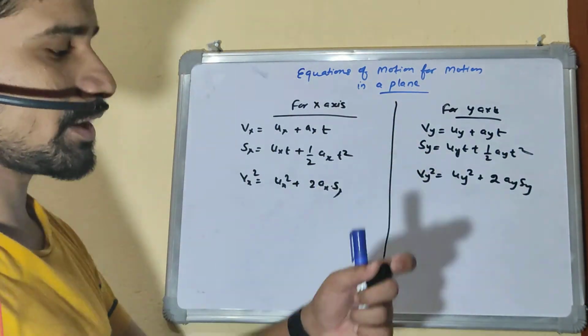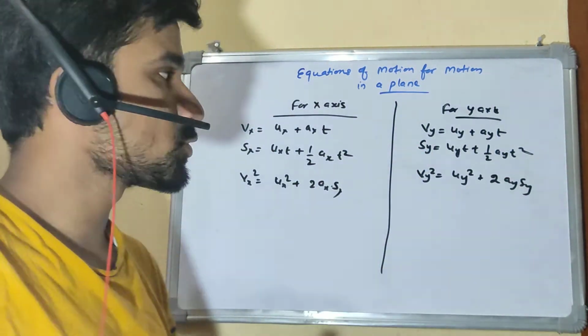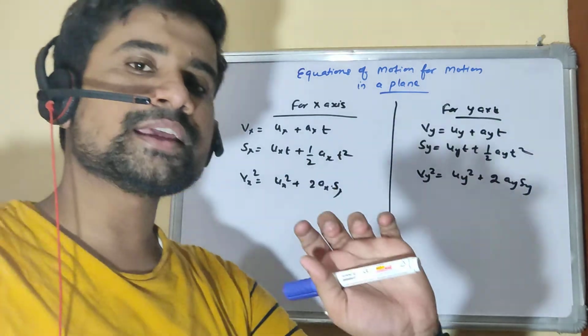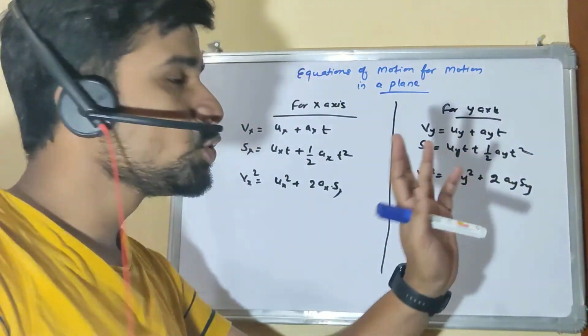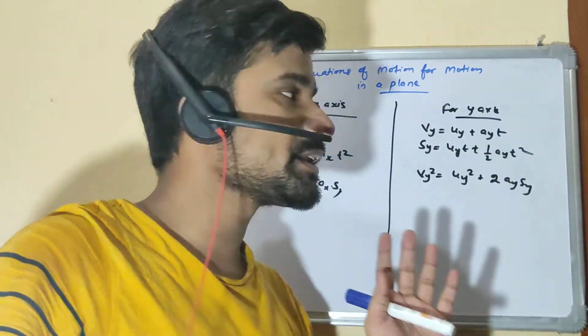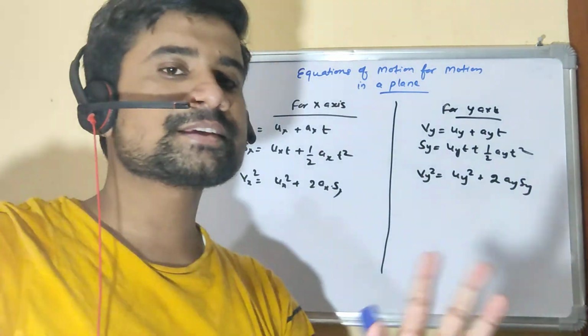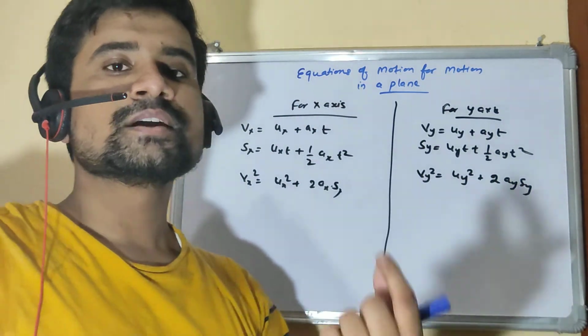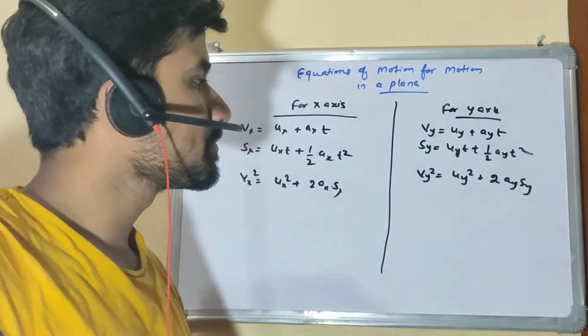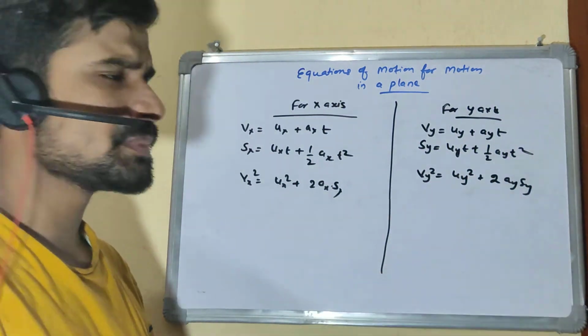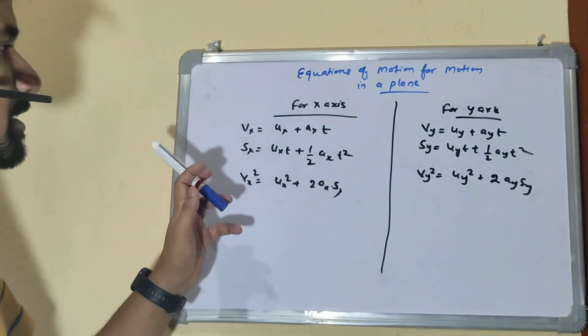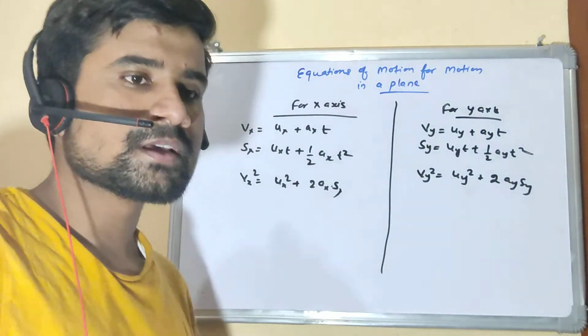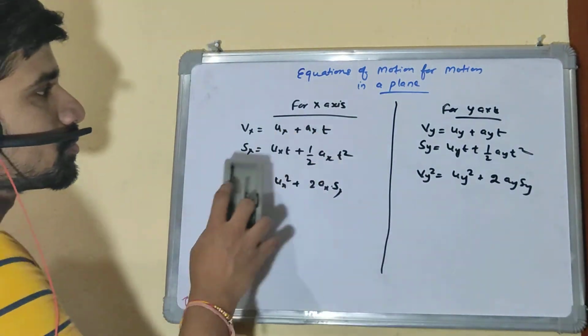So what are vy, uy and so on? vy is the final velocity along the y direction, uy is the initial velocity along the y direction, ay is the acceleration along the y direction, sy is the displacement along the y direction, right? Time is the same in whatever you take. Again, the same for vx, ux and ax, right? Now let's take an example for motion in a plane.